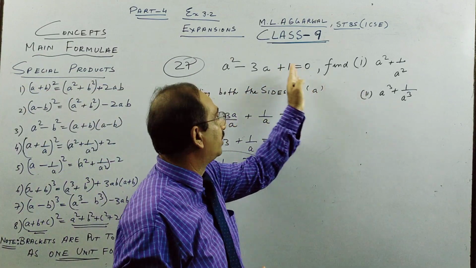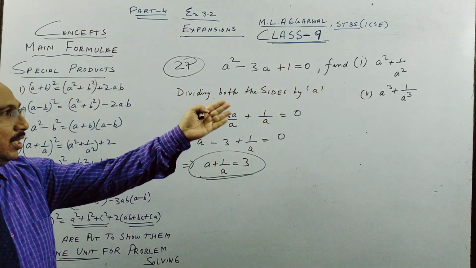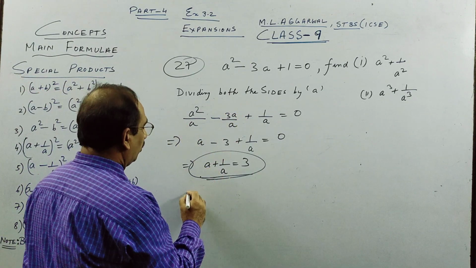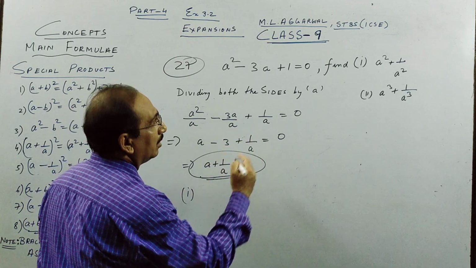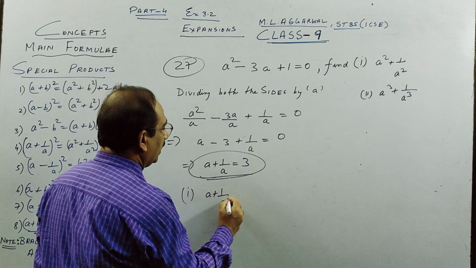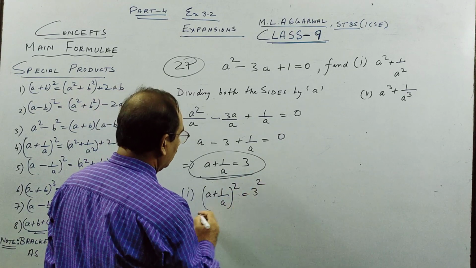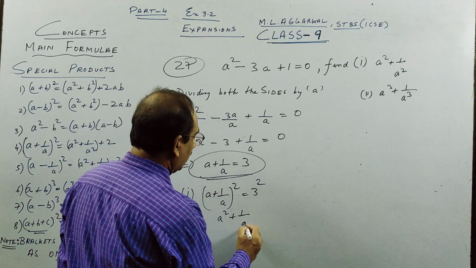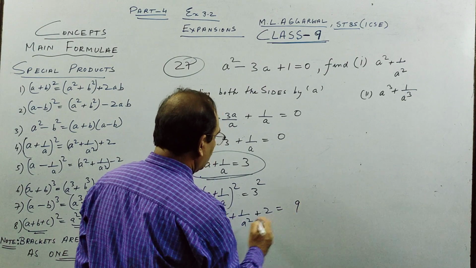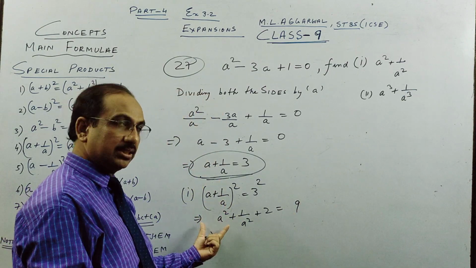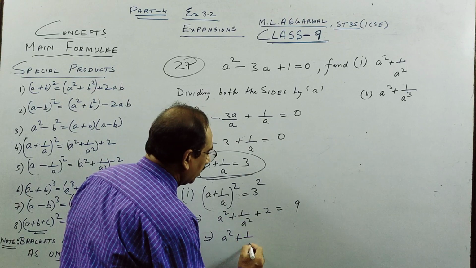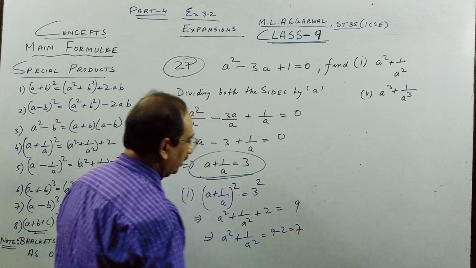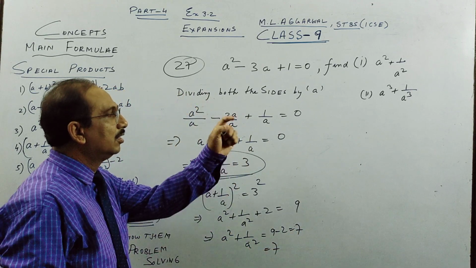Before solving for this, we have to convert in this usual format of reciprocal relationship. So you'll get 1 mark for this. Then we go to the second part. So what we do, we have to find a square plus 1 by a square. So we do squaring of this, squaring both the sides. What do we get? A square plus 1 by a square plus 2 is equal to 9. So simply I have squared this. So a square plus 1 by a square is 9 minus 2, which is 7. So answer is 7 for first part.